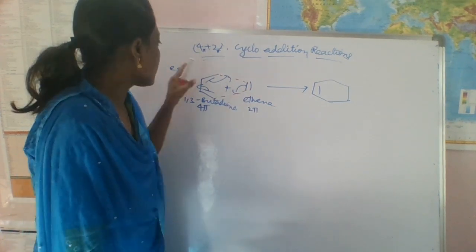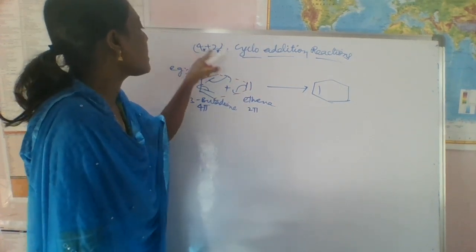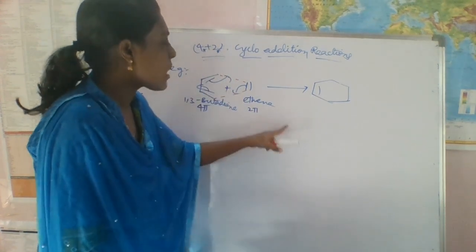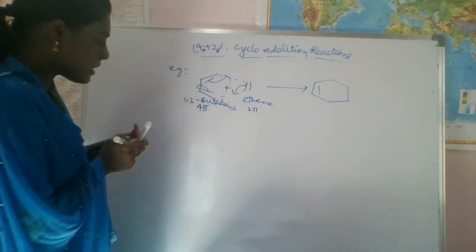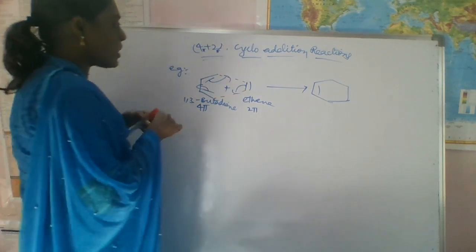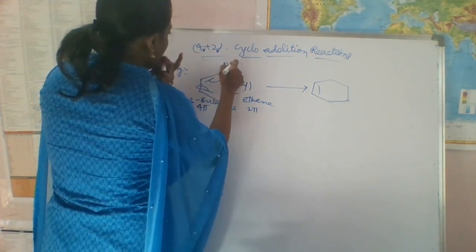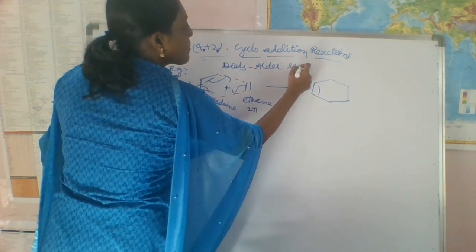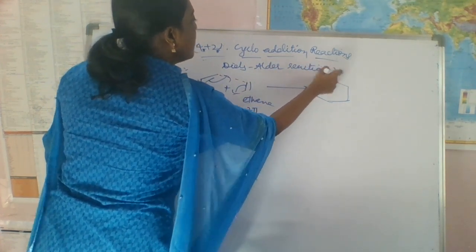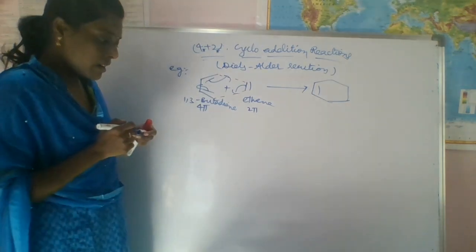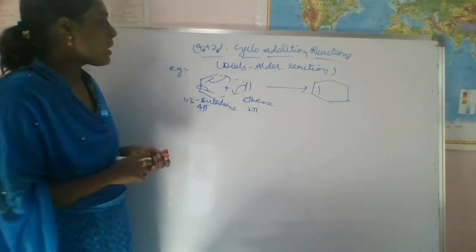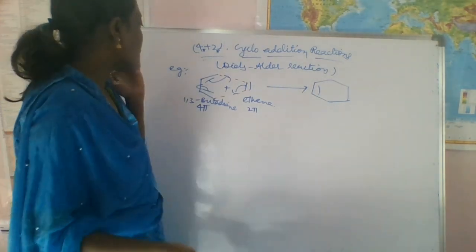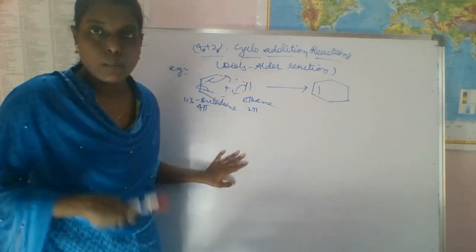Okay, so this is about the 4 pi plus 2 pi cycloaddition reaction. This is a famous example, right? The Diels-Alder reaction. What is it? The Diels-Alder reaction, right?